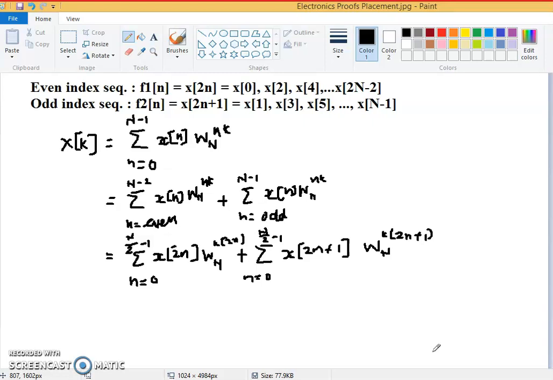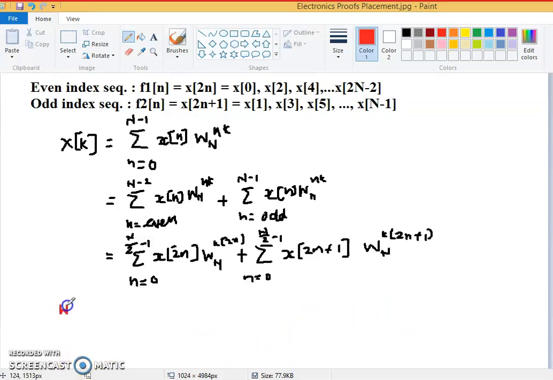So we have arranged X[k] into a sum of N by 2 point transforms. That is, we have written this DFT as two terms, one from 0 to N by 2 minus 1 and the other also from 0 to N by 2 minus 1. The first one is made by even index terms and the second one is made by odd index terms.